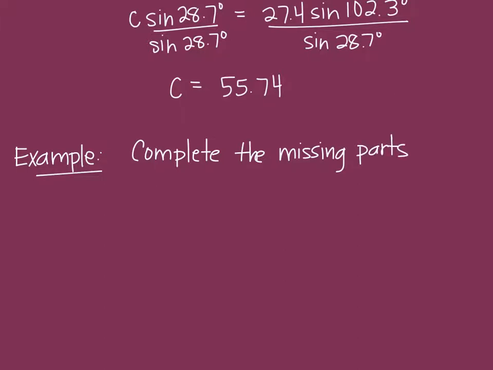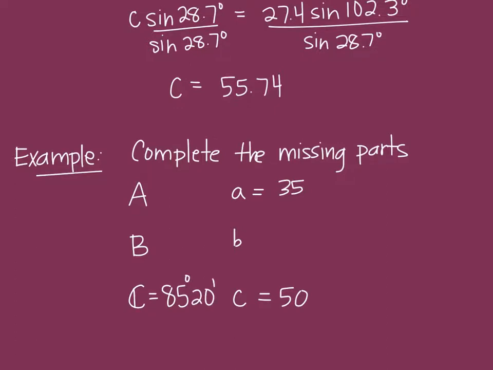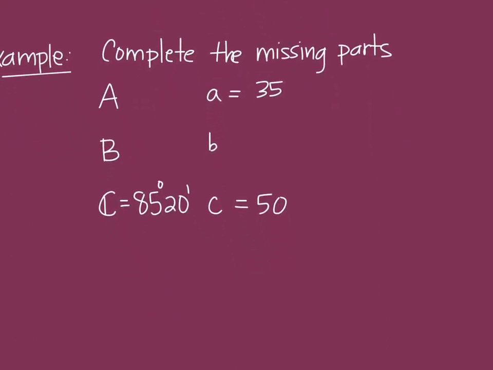Okay, this time, capital A, capital B, capital C, and little a, little b, little c. Okay, this time I'm going to give you little a is 35. I'm going to give you little c is 50. And I'm going to give you capital C to be 85 degrees, 20 minutes. So you'll always get 3 and have 3 to find.